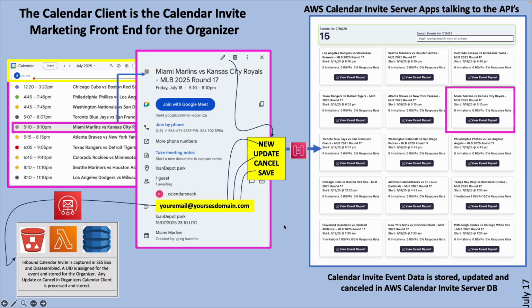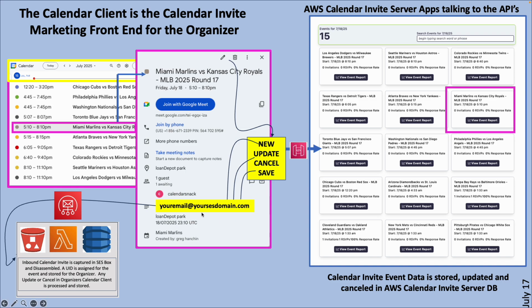Step one, the calendar client is the calendar invite marketing front end for the organizer. So an organizer, as defined by our universe, is somebody that's using a personal or business calendar client. They inject data into the AWS Calendar Invite server by picking out a domain set up by you, the AWS administrator and/or marketing agency.